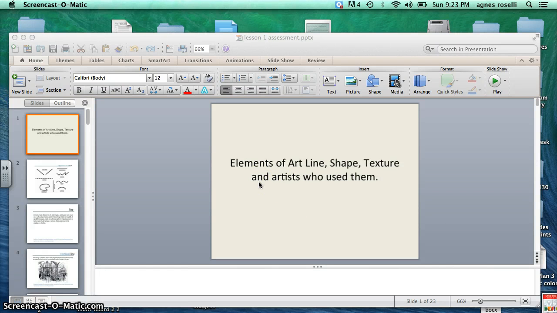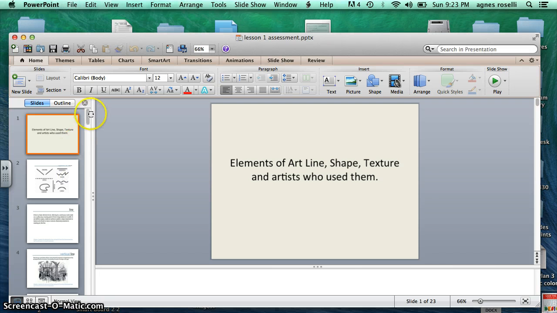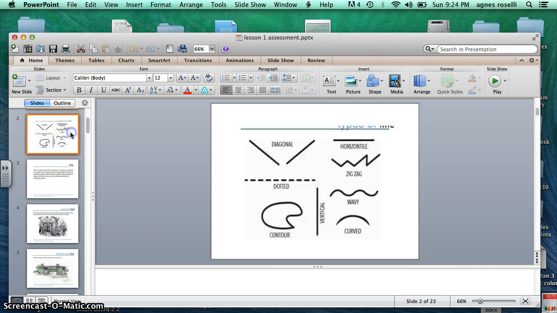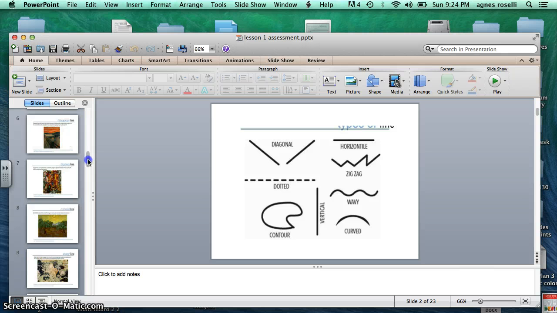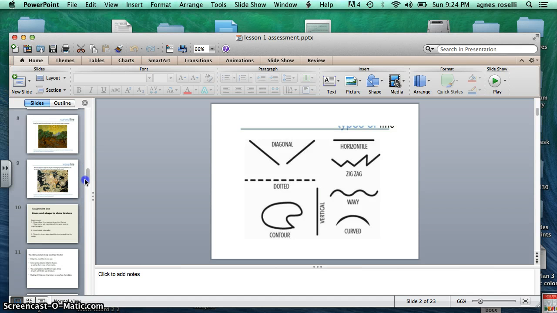Line, shape and texture. Artists use them, and today I'm just going to explain the lesson that I'm going to be presenting. As artists, we have to keep track of how they're used. These are different types of lines, and the lesson develops and goes through how lines are used.